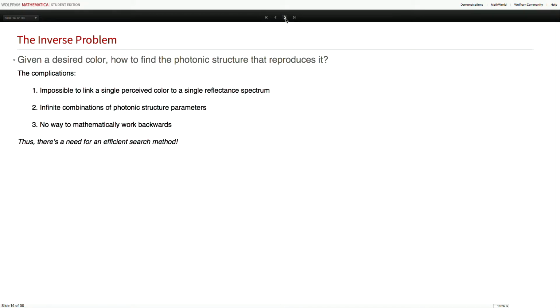And so here is the inverse problem. Given a desired color, how can we find a photonic structure that reproduces it? Our challenges are going to be linking a single perceived color to a single reflectance spectrum. It just can't be done.